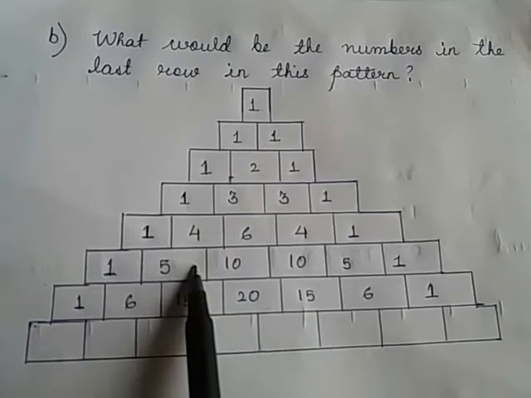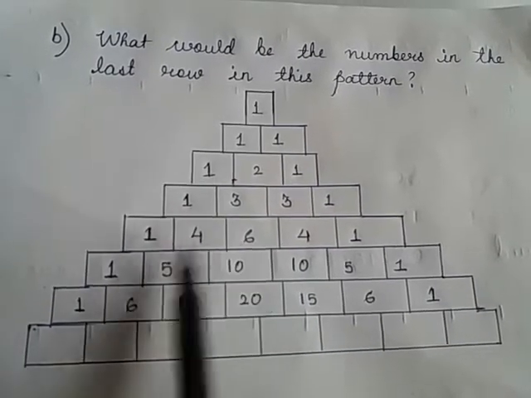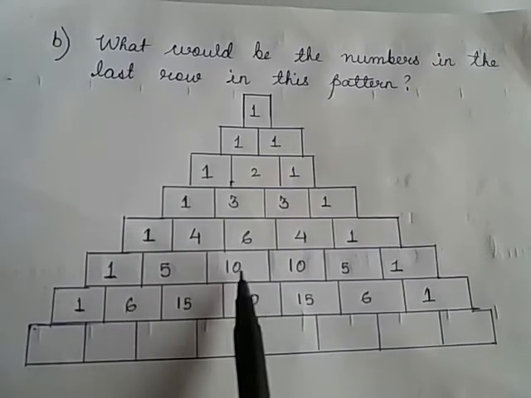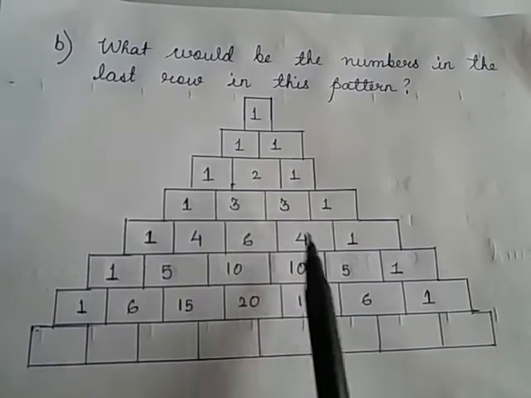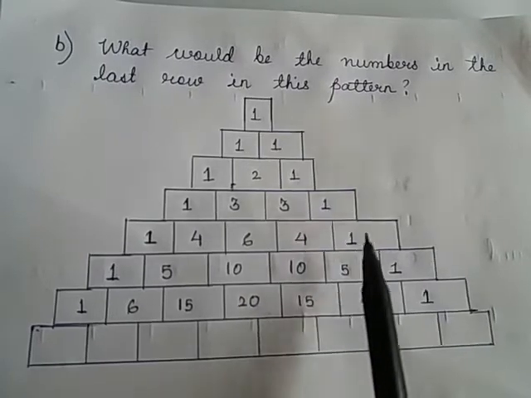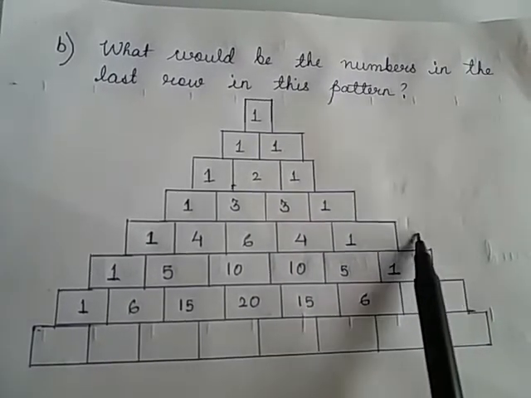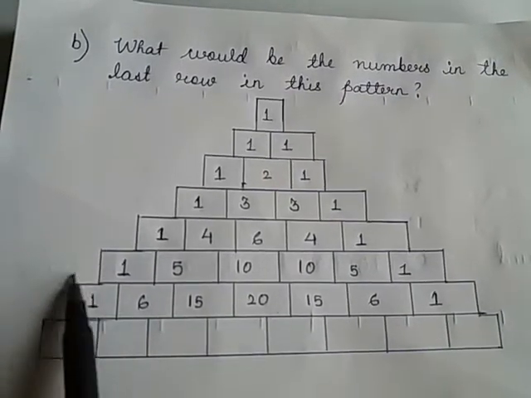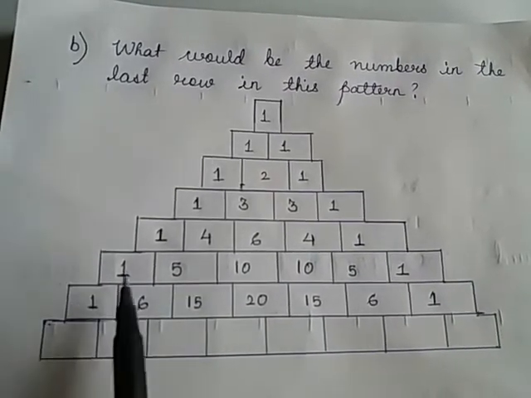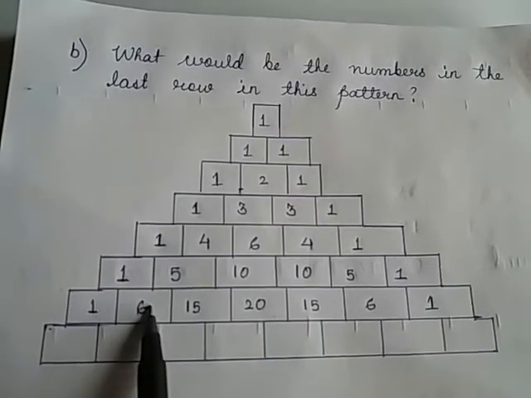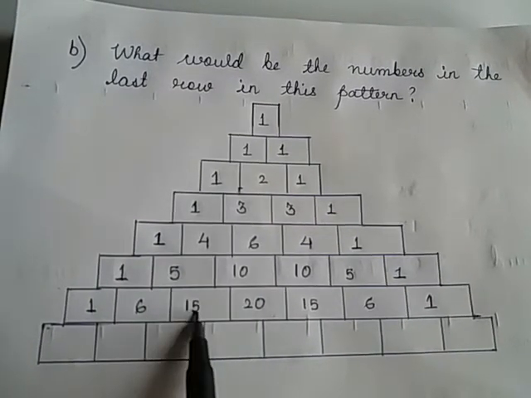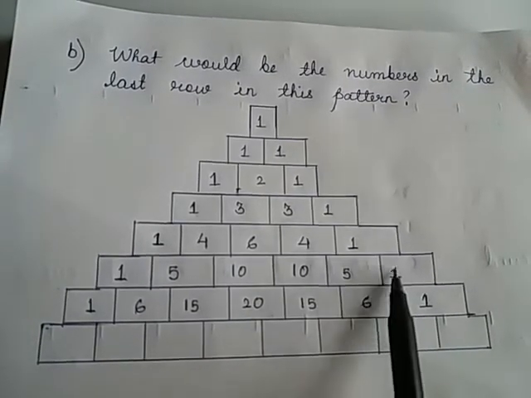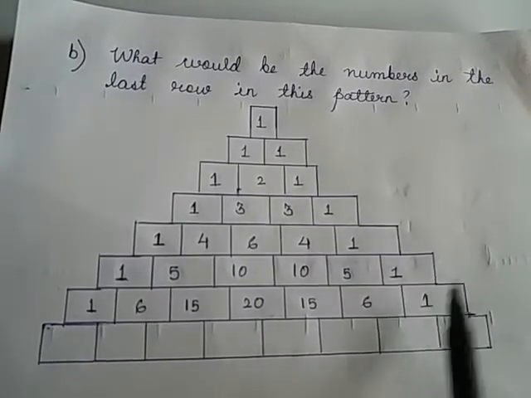Let's come to this row. 1 plus 4 is 5. 4 plus 6 is 10. 6 plus 4 is 10. 4 plus 1 is 5. 1 plus 0 is 1. Again here 0 plus 1 is 1. 1 plus 5 is 6. 5 plus 10 is 15. 10 plus 10 is 20. 10 plus 5 is 15. 5 plus 1 is 6. 1 plus 0 is 1.